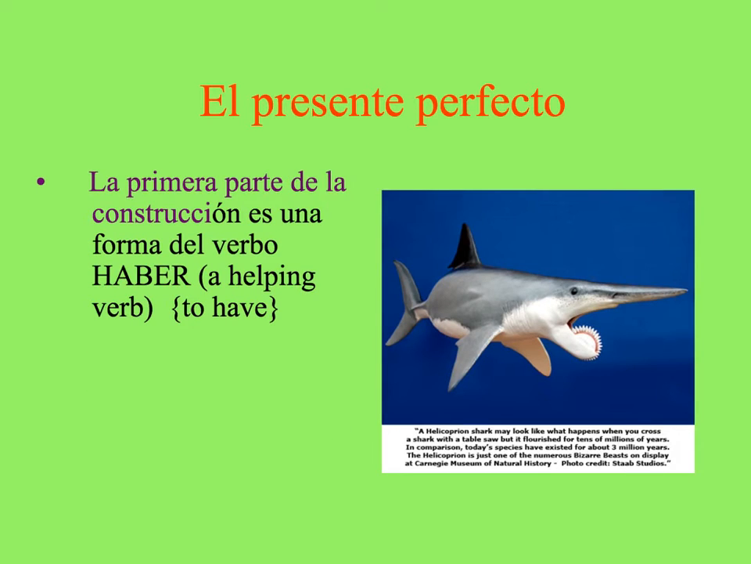Okay, first part of the construction is a form of the verb haber, right? We've had this verb before, but we've used it in its true sense. Now we're using it as an auxiliary or helping verb. So you cannot use haber in the way you use tener to mean to have. They are not the same that way, okay? This is to have in the sense of a helping verb.